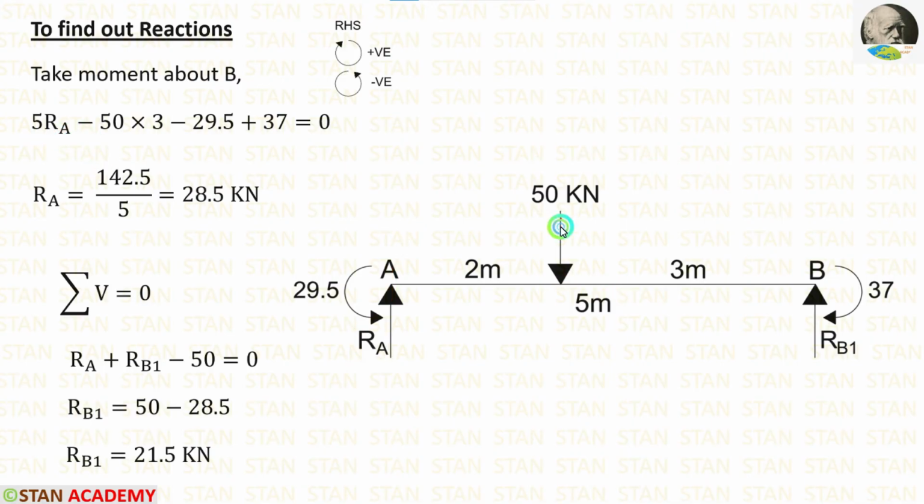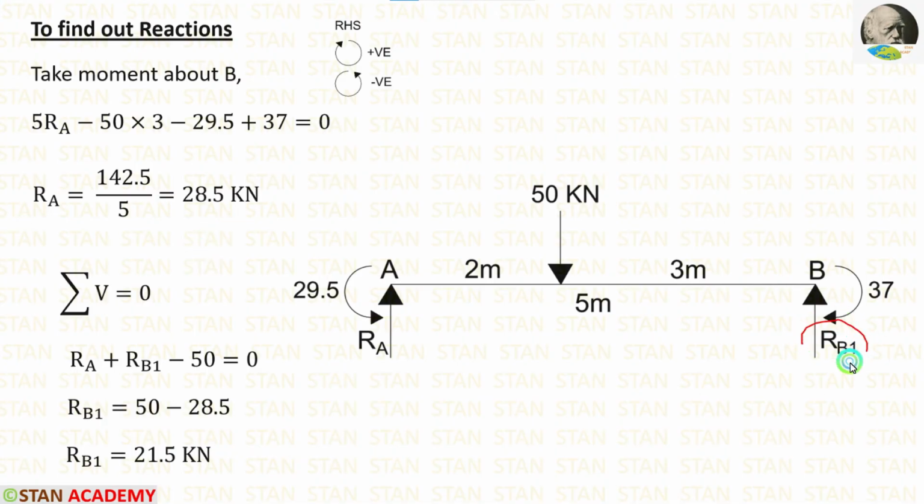The point load 50 kN is acting towards the point B in the anticlockwise direction, so it will be negative, and the distance is 3 meter. So minus 50 into 3. Then there are two moments. The moment 29.5 is acting in the anticlockwise direction, so it will be negative. The moment 37 is acting in the clockwise direction, so it will be positive. After the calculations, we are getting RA is equal to 28.5 kN.